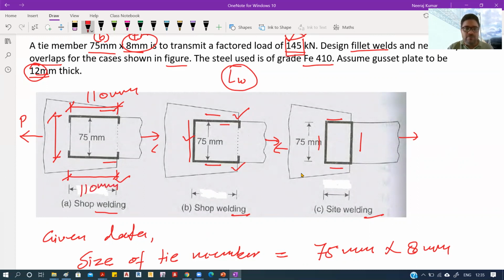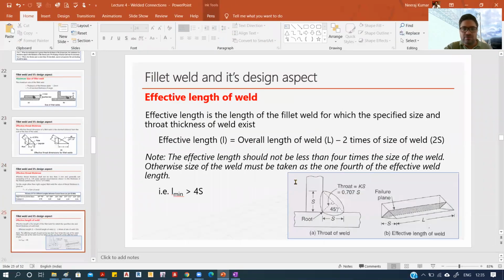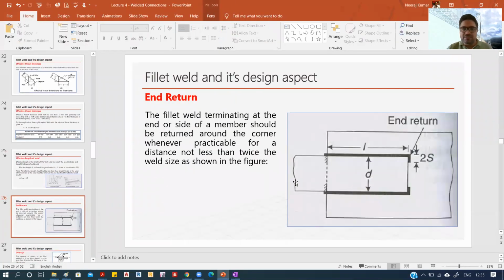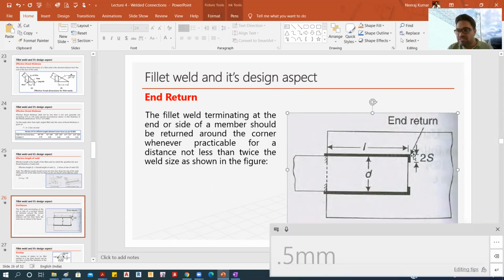And also, as I mentioned in the lecture, generally we provide end returns. So again, I'm showing end returns. You can see here, I have already mentioned that whenever we are providing effective length of weld on these two sides, we generally provide end returns. Sorry for the interruption.